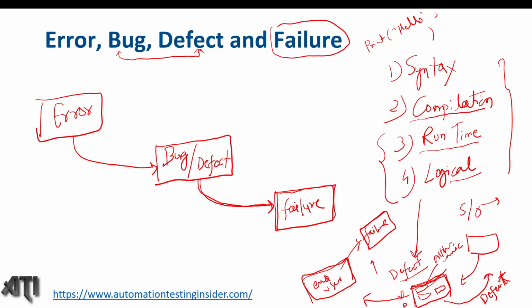So this error belongs to the developer, this belongs to the tester, and this failure belongs to the customer. Yeah, so this is the difference between error, bug, defect and failure, guys, and this is how we can relate these terms.